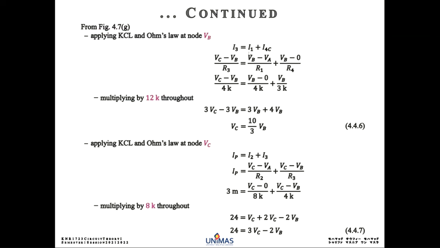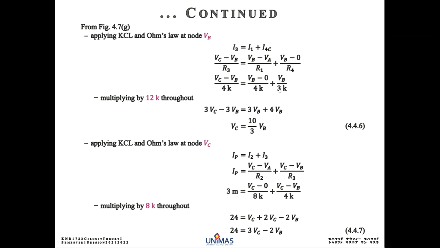I3 is equal to I1 plus I4C. So what is I3? VC minus VB. You take a look, I'll give it back. Okay. I3 is equal to VC minus VB divided by R3. I1 is VB minus VA over R1. And I4C is VB minus naught.